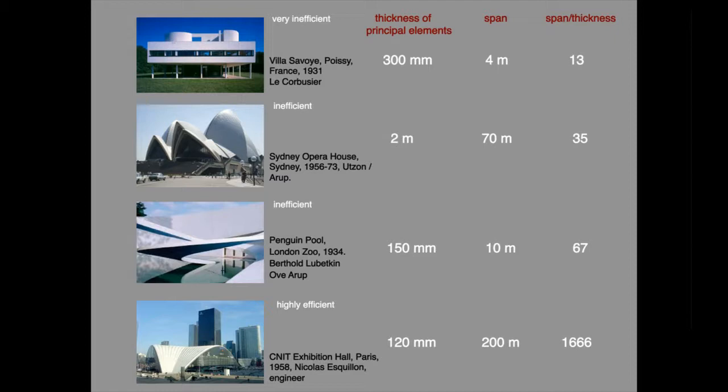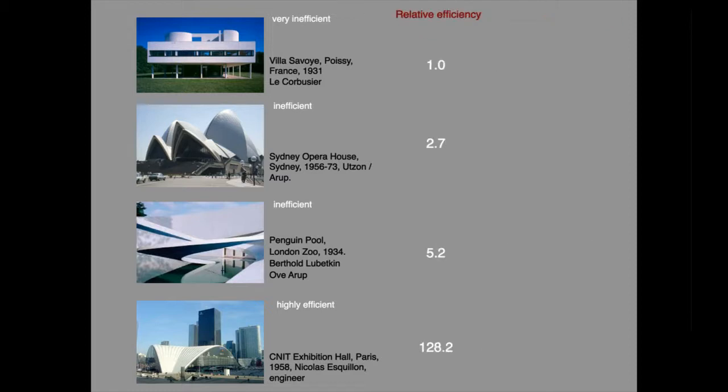These span to thickness ratios tell us how efficient the structures of these buildings are. Using these figures, and considering that the efficiency of the Villa Savoye structure is 1, the relative efficiencies are given here. The differences in efficiency are very large, with the CNIT shell being significantly more efficient than the other three. It is more than 100 times as efficient as the Villa Savoye and nearly 50 times more efficient than the Sydney Opera House. This enormous range in efficiency is principally due to the effect of overall form.